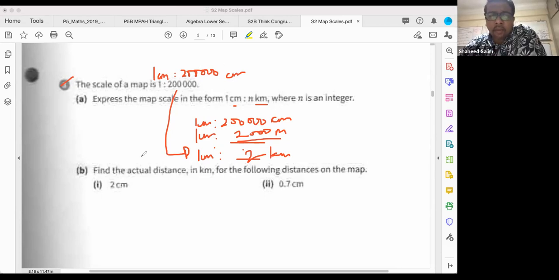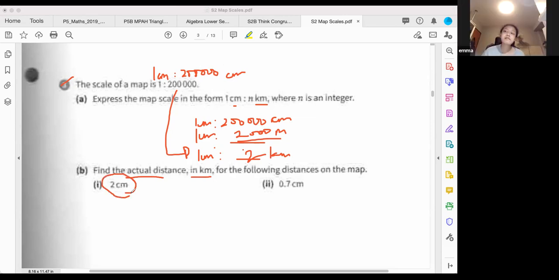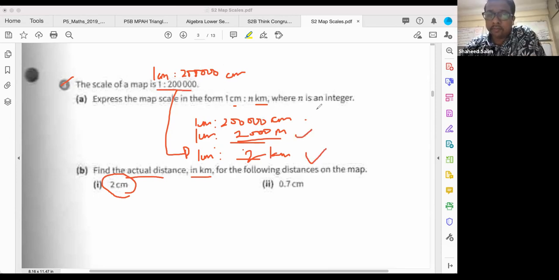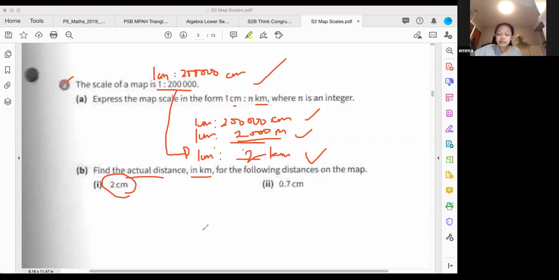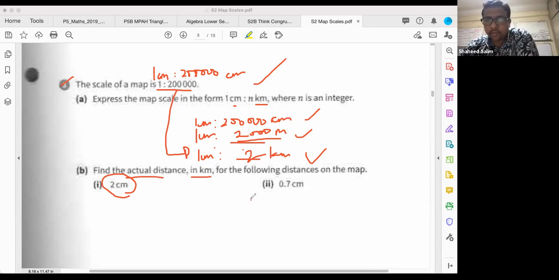Now they want us to give the actual distance in km if it's 2 cm on the map. If it's 2 cm on the map, how much according to this scale or this scale? You can use either one you want, it's all the same. What's the actual distance? For km. Okay, well done.